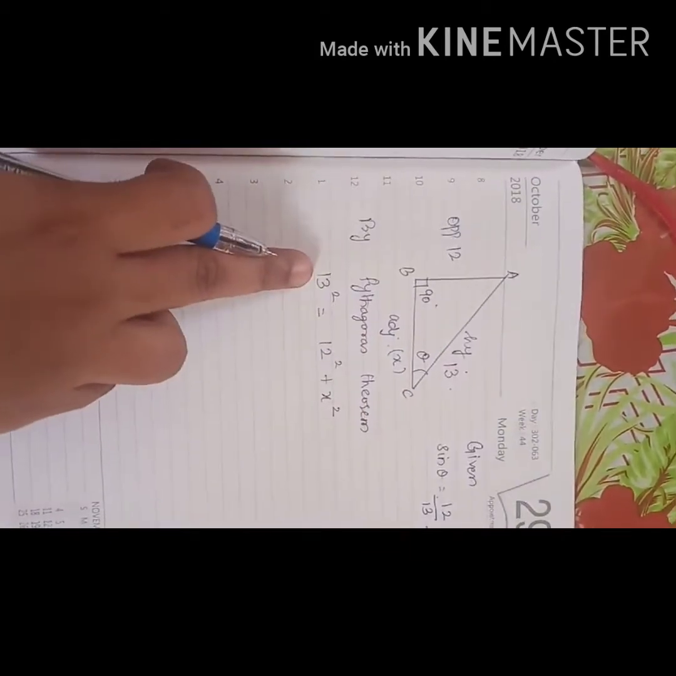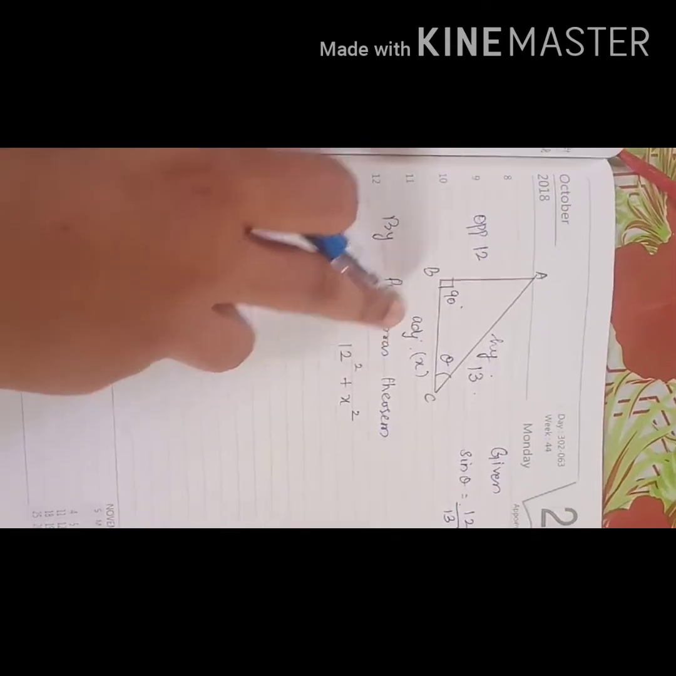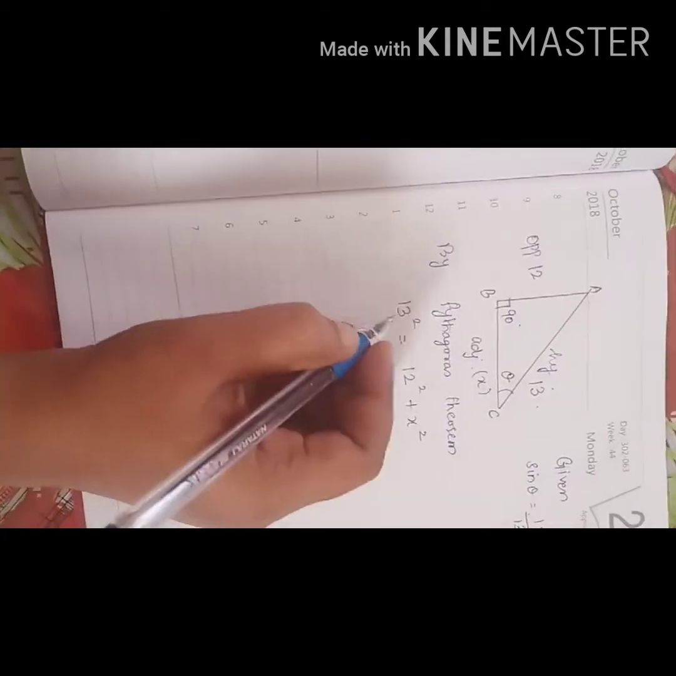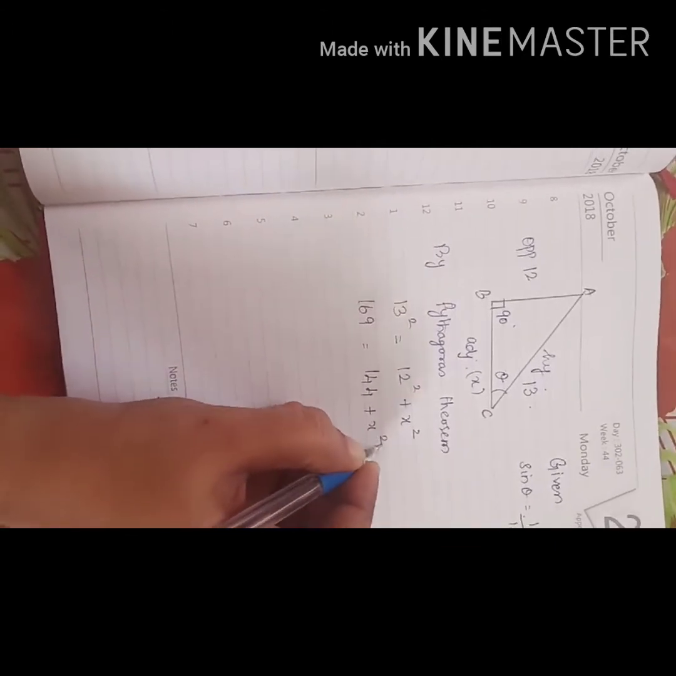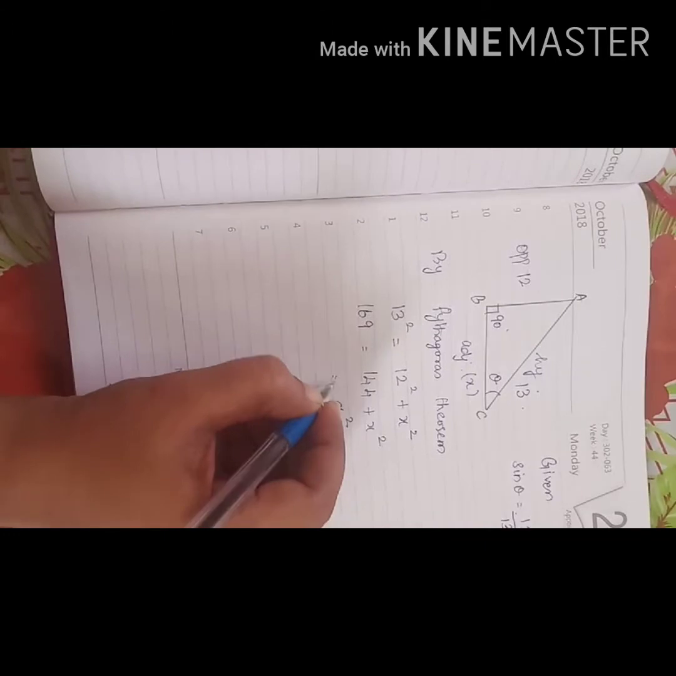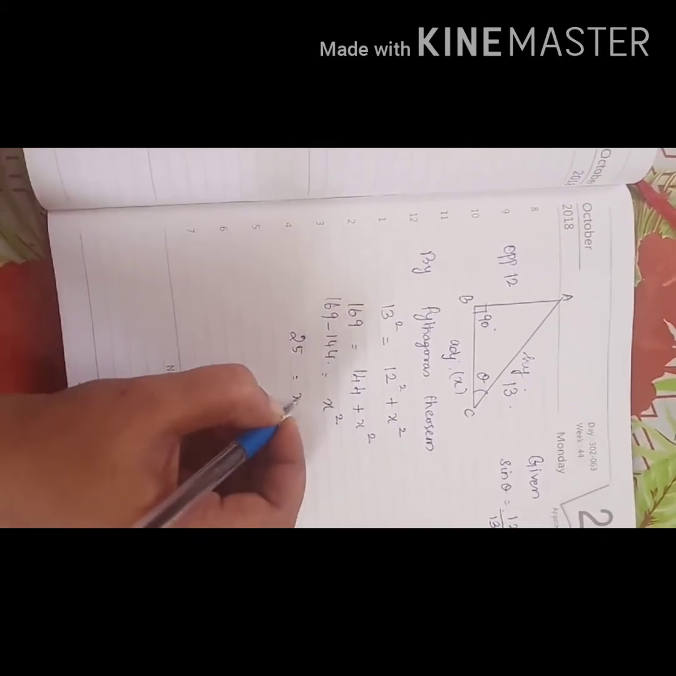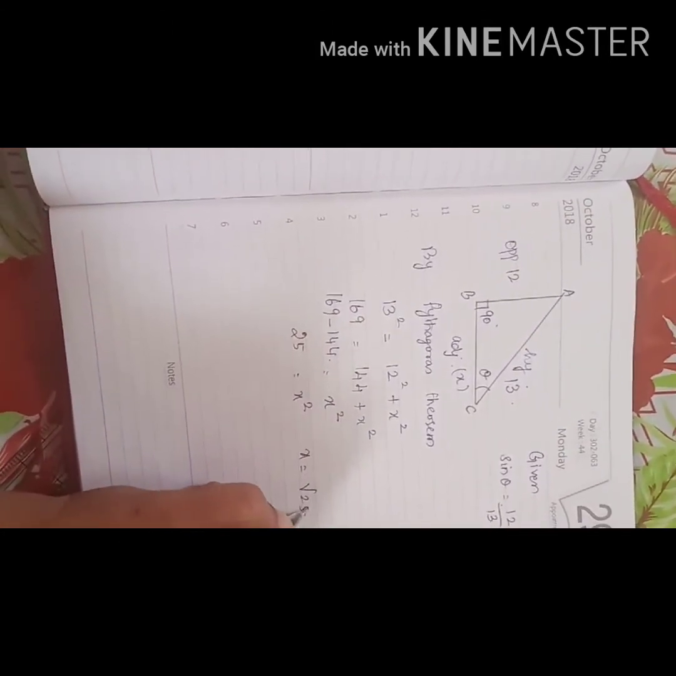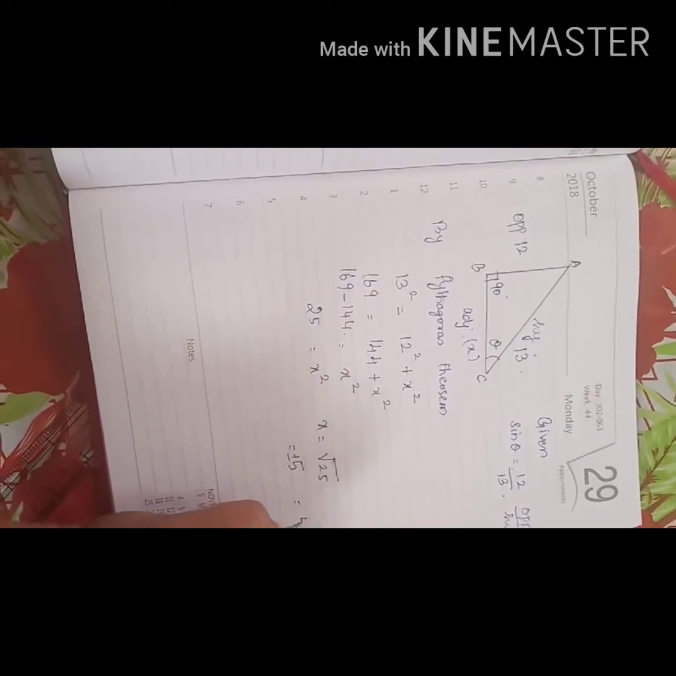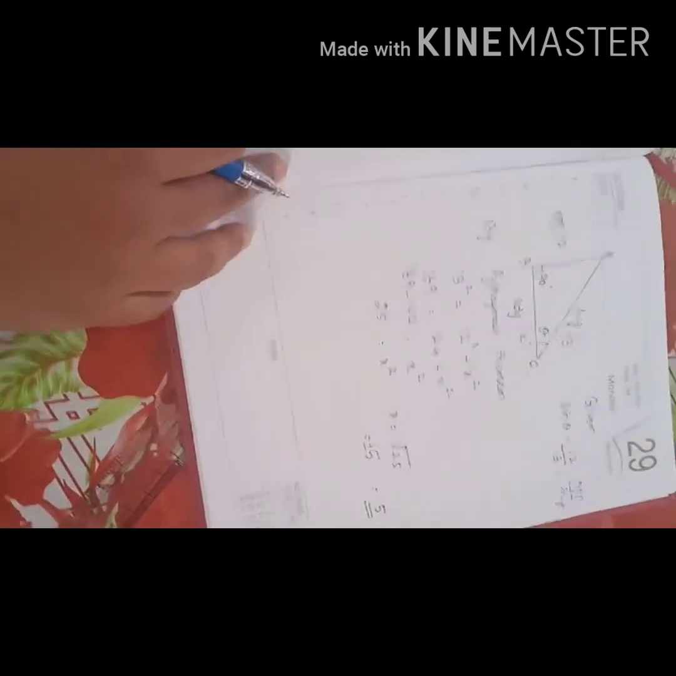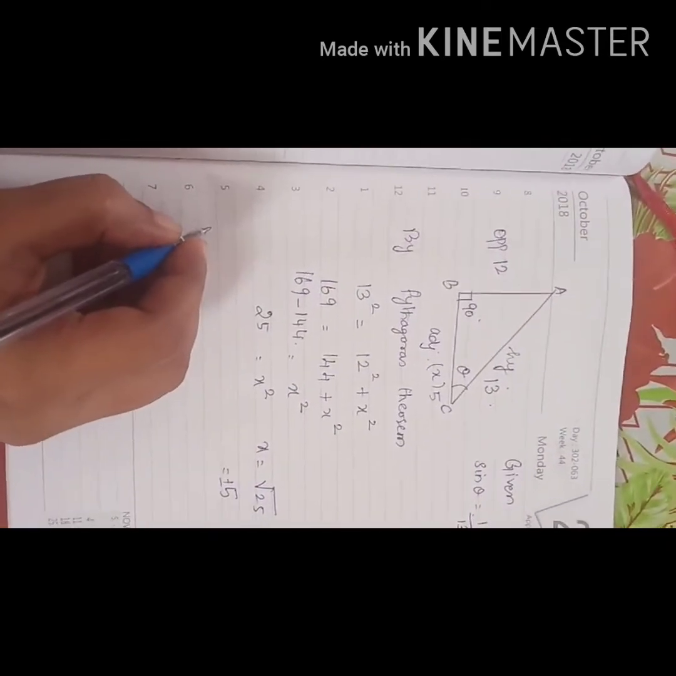This is the Pythagoras theorem. The square on the hypotenuse, that is 13 square, equals the sum of the squares of the other two sides, so 12 square plus x square. 13 square is 169, 12 square is 144, plus x square. So 169 minus 144, that is 25, equals x square. x is equal to root 25, so plus or minus 5. Here we take the value plus 5, so the adjacent is 5. With this, we'll make all the other ratios.